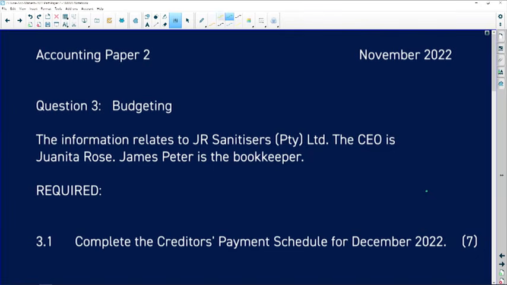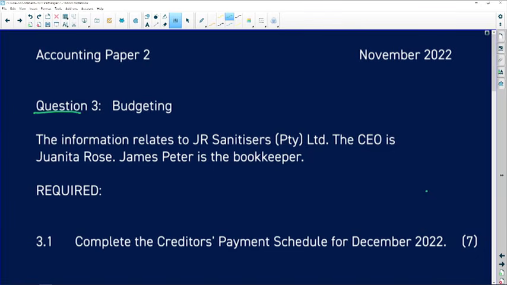Right guys, we're now busy with question 3 from November 2022, accounting paper 2. We're now focusing on the budget question. So once again guys, just make sure you're working with me, have that calculator in front of you so that you can maximize from this revision program.